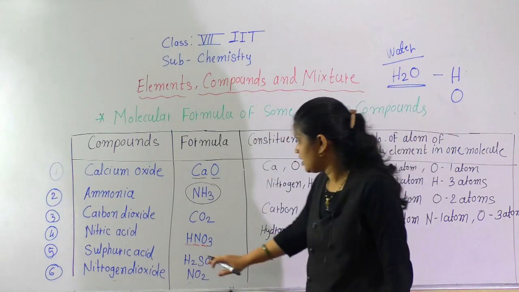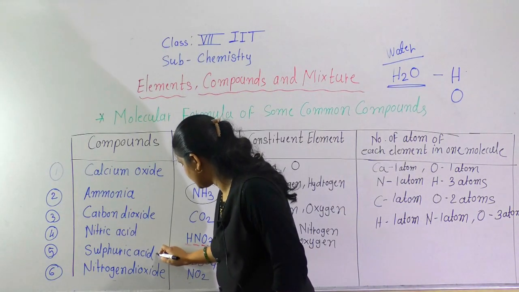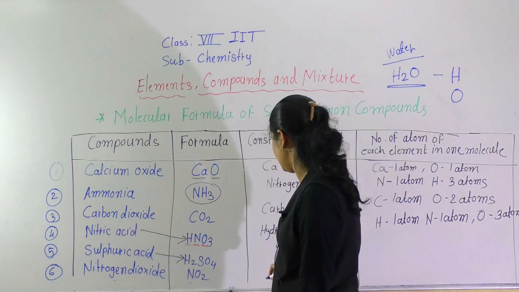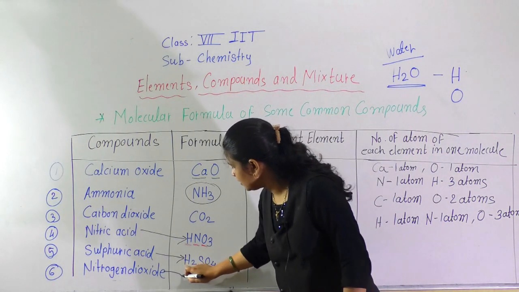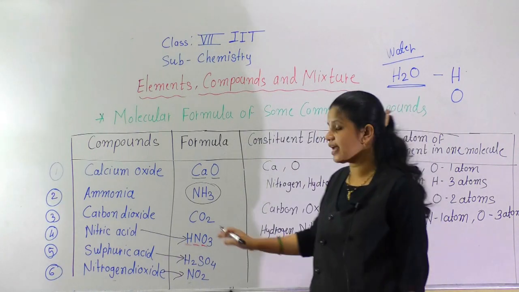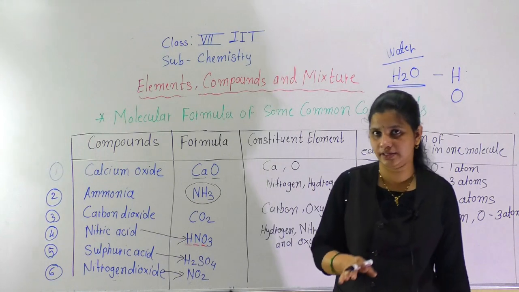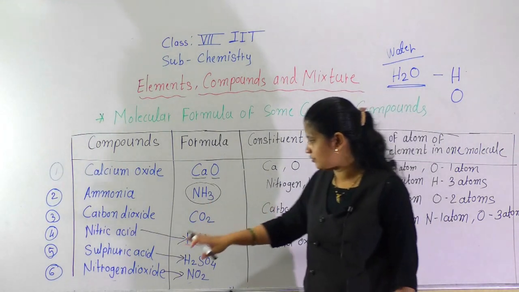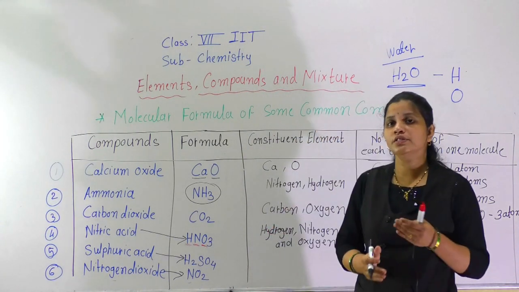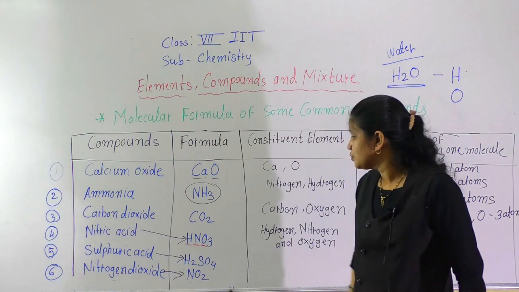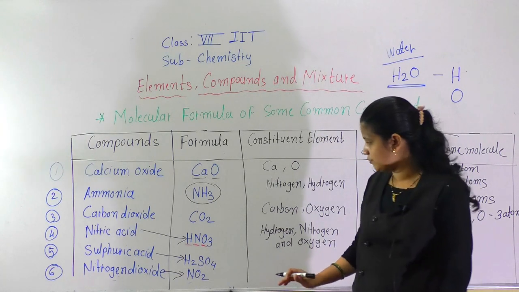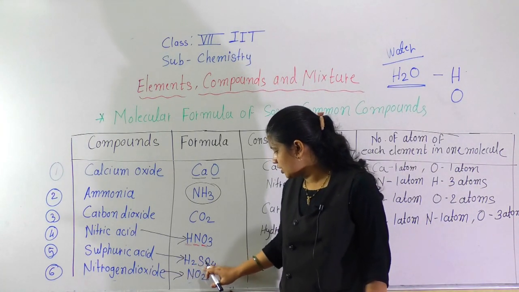Now next one, sulfuric acid. This one is sulfuric acid, and this one is nitric acid. Sulfuric acid is known as the king of acids. It's very important. Among all acids, who is the king of acids? Sulfuric acid. So what is the formula of sulfuric acid? H2SO4.